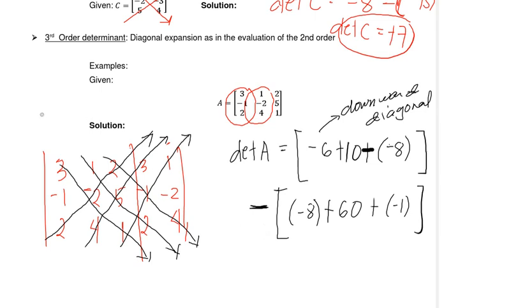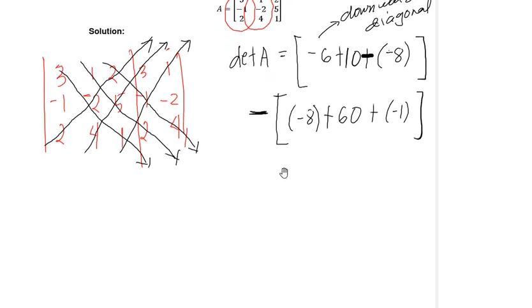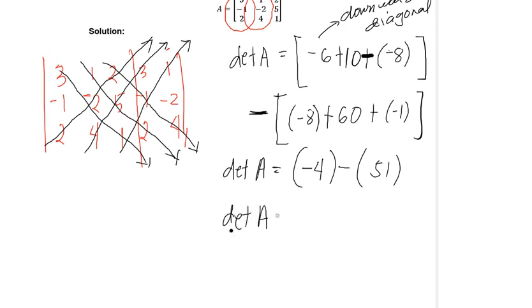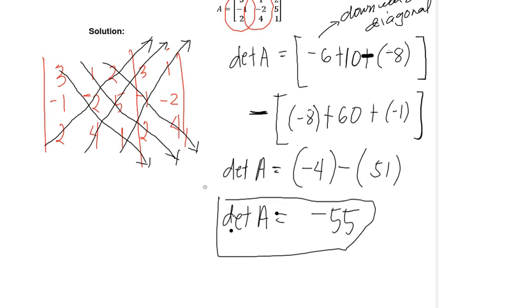So, yung magiging determinant of A natin dito, so yung determinant of A natin is equal to negative 6 plus 10 plus negative 8, that is equal to negative 4. So, minus negative 8 plus 60 plus negative 1, that is 51. So, our determinant of matrix A is equal to negative 55. So, ito yung magiging determinant natin in our given example.